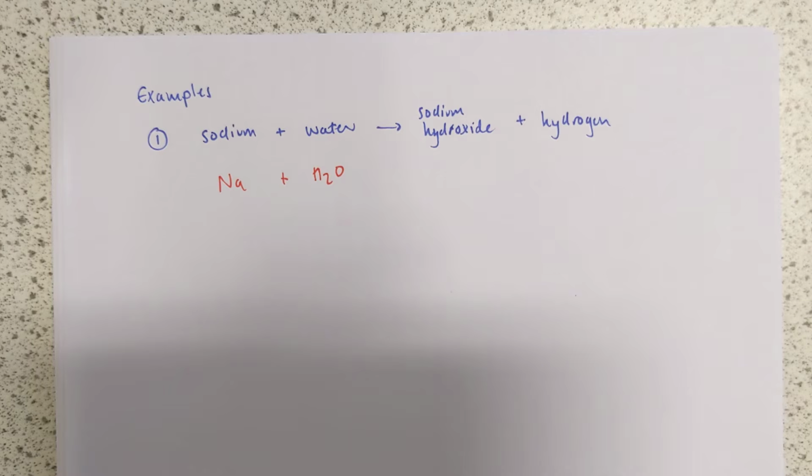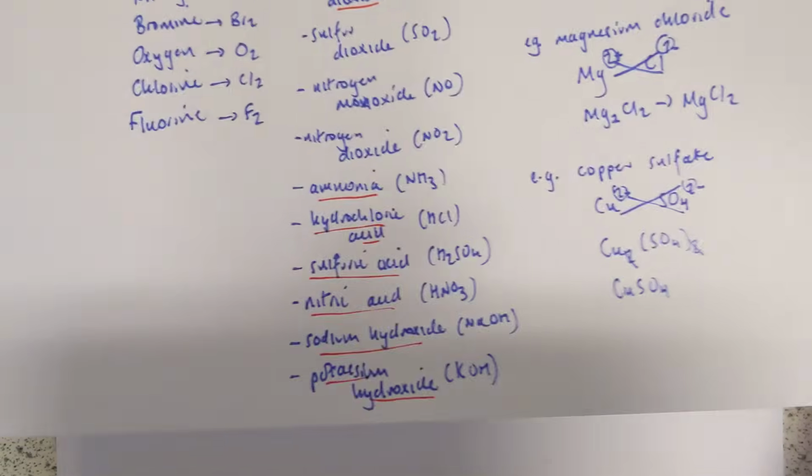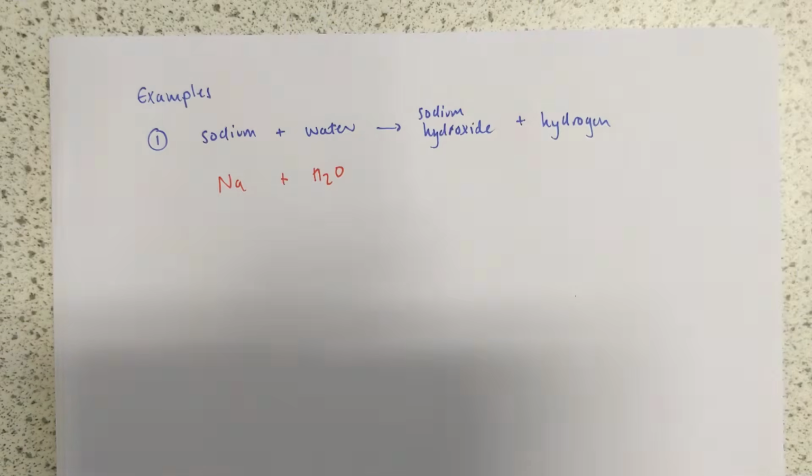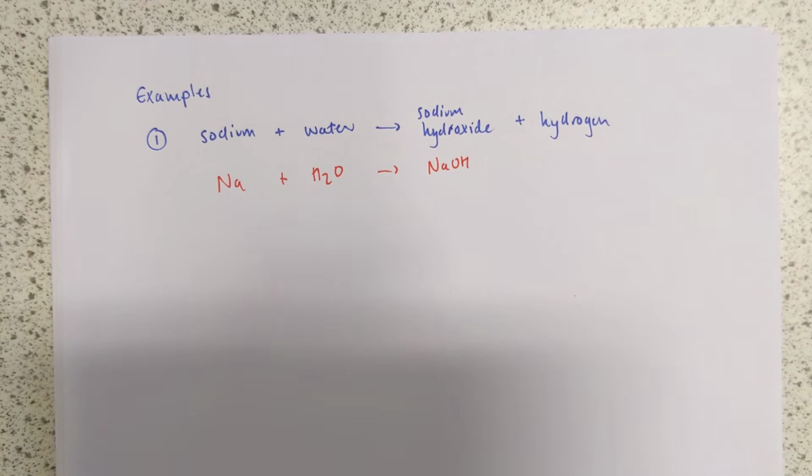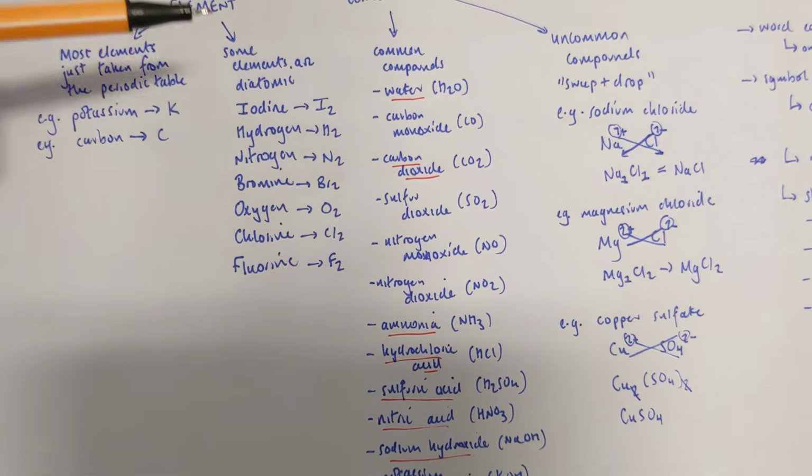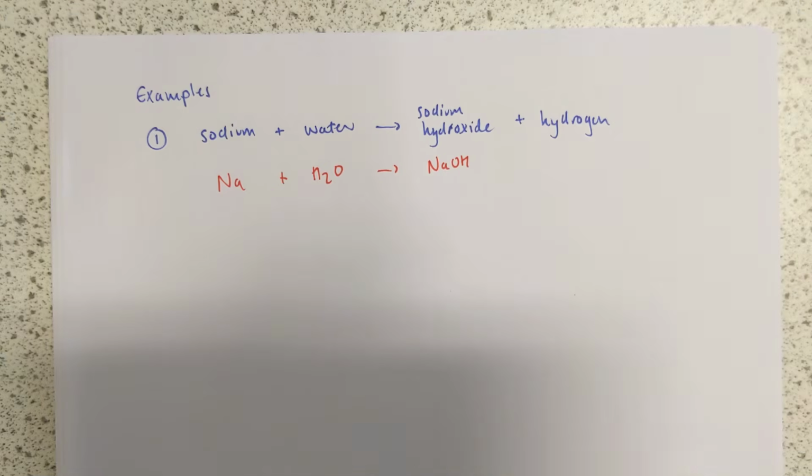The next thing I come to is sodium hydroxide. So sodium hydroxide is what I would consider also another common compound, so it's in our list of ones we're meant to know. So NaOH, so it's going to fit in after the arrow. And finally, hydrogen is another element. We have to be careful with hydrogen because it's found in our list of diatomic elements, so it has to go in as H2. So that's every word converted into a symbol.